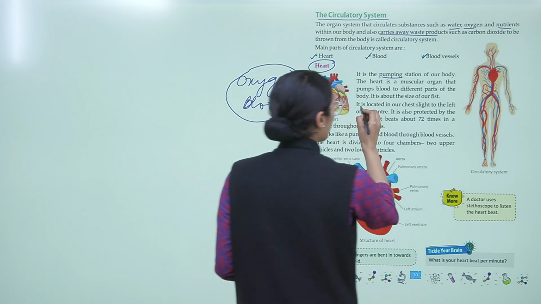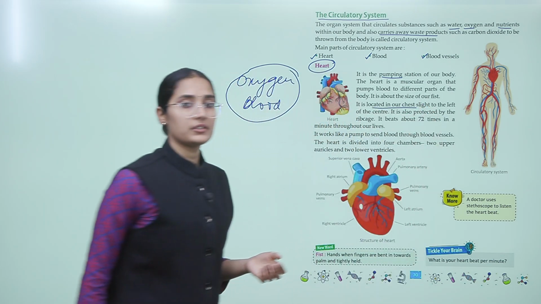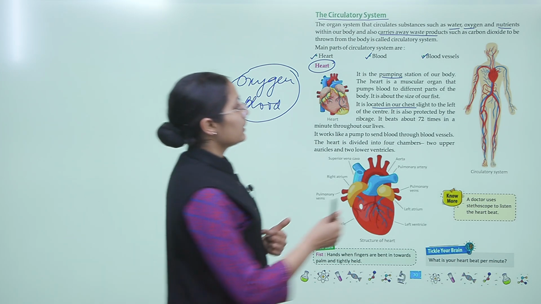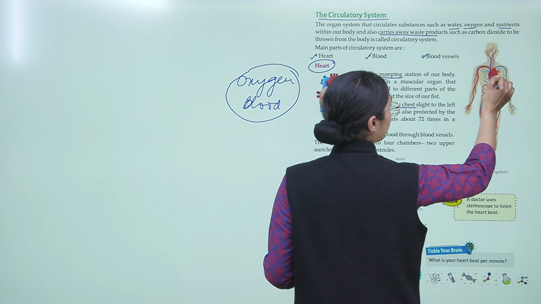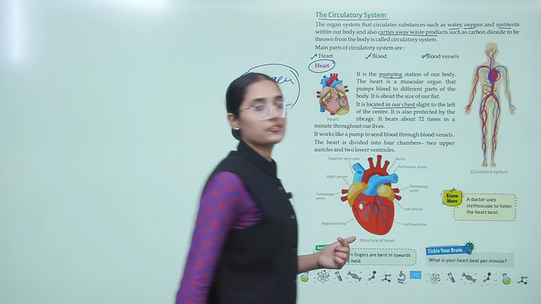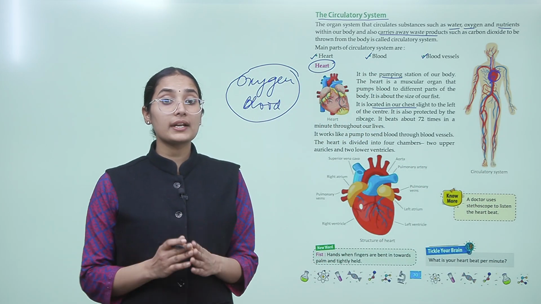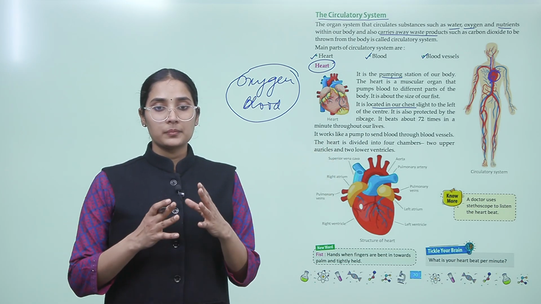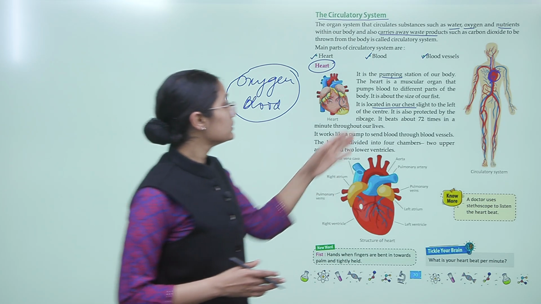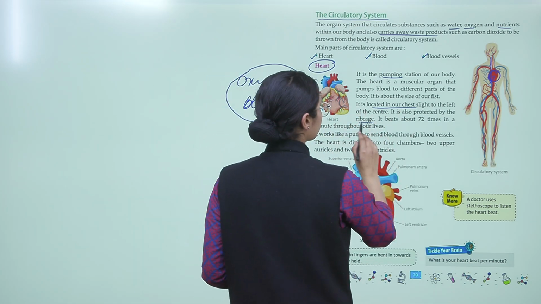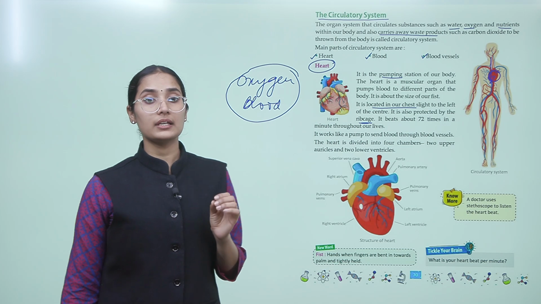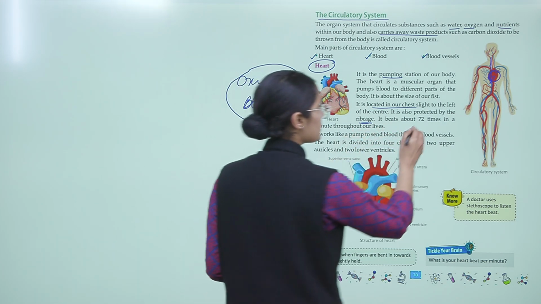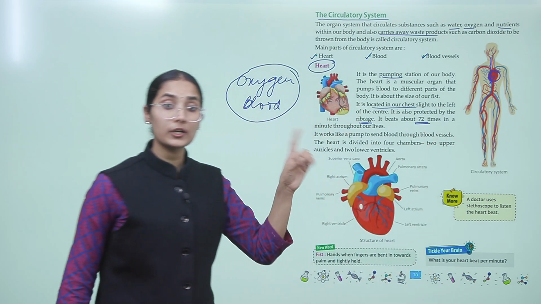Now it is located in the chest, slightly to the left of the center. So this is the center, and it is located towards the left, right? It is also protected by the rib cage. As we discussed on the previous page, it is covered by the rib cage, right? It beats about 72 times in a minute throughout our lives. So if we are breathing normally, it beats 72 times in 1 minute.